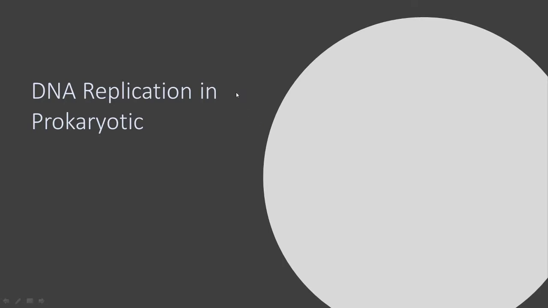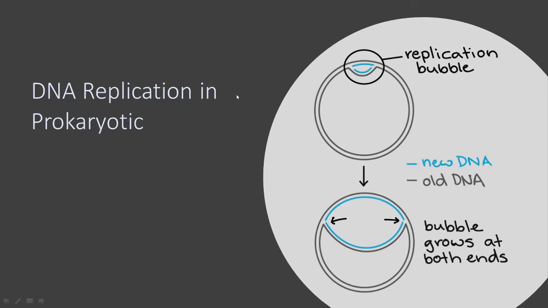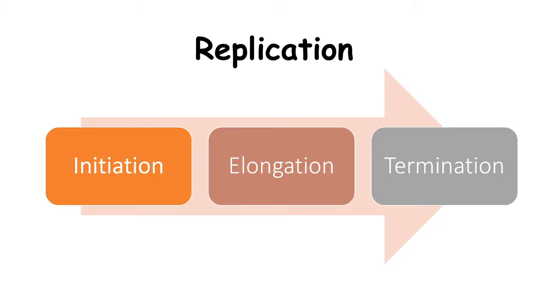Now we come to DNA replication in prokaryotic organisms. We can consider the prokaryotic DNA, that is, the genetic material of a prokaryotic organism. It is circular. So let's start our replication process, and then I will show you how it is going on.